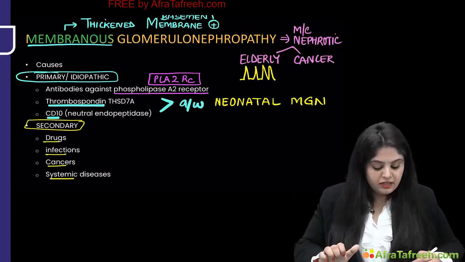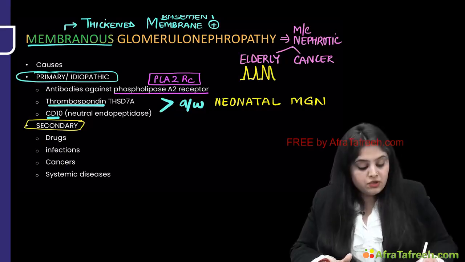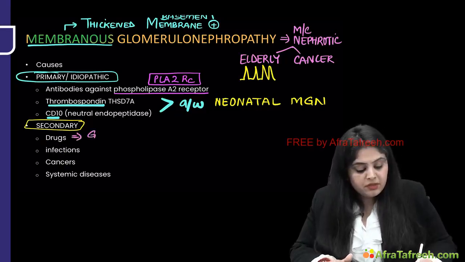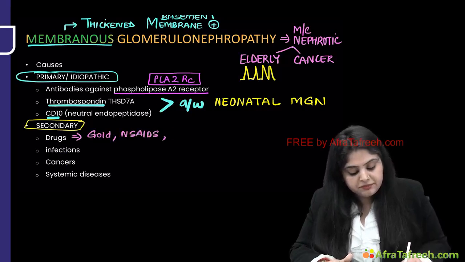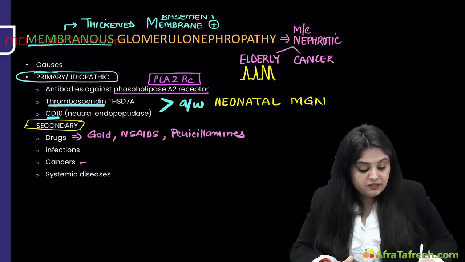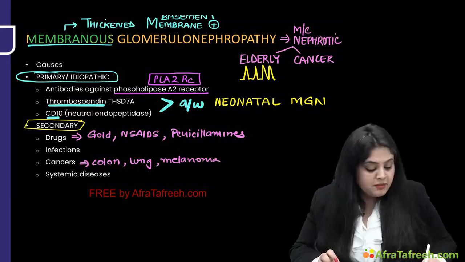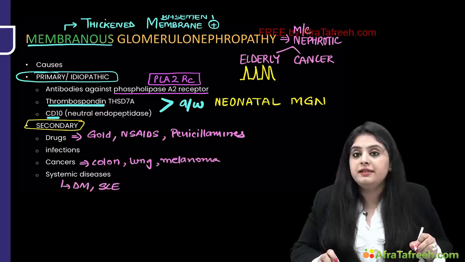So the entire medicine can probably come under this. Now coming back. When we are talking about drugs, you have gold, NSAIDs, penicillamines, number one. Cancers, so many cancers can lead to this. Colon cancer, lung cancer and melanoma are their favorite questions in the paper. In systemic diseases, they put up the most famous diabetes mellitus and SLE.